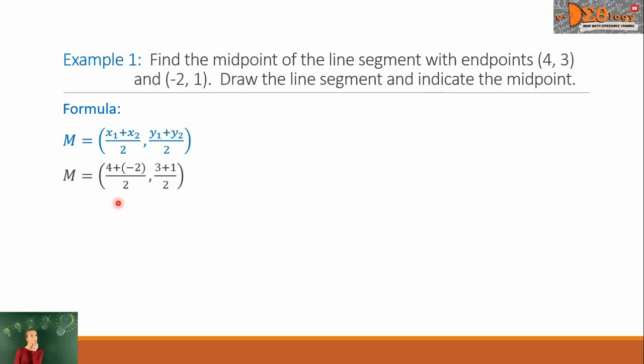Simplifying further, let's begin with our x coordinate. 4 plus -2 becomes +2 over 2. And then the 3 plus 1 is 4 over 2. Simplifying further, 2 over 2 is 1 and 4 over 2 is 2. Therefore, the midpoint is the point 1, 2.